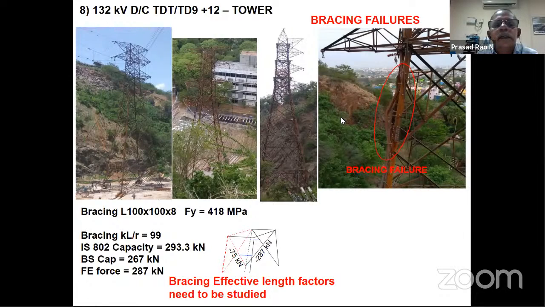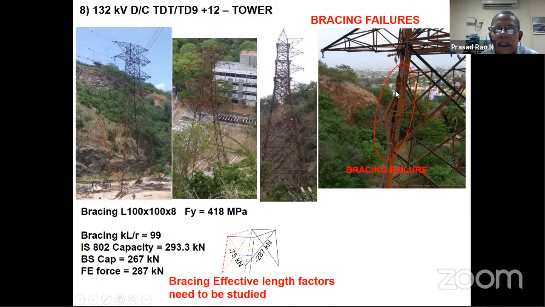So here they wanted to have the isolator also in the tower itself. That's why we have a 3-direction cross arm. In the perpendicular direction also we have one cross arm. So the conductor will come to this isolator structure, the isolator device, and from there it goes as a cable to the substation. So here you can see a failure of the bracing member.